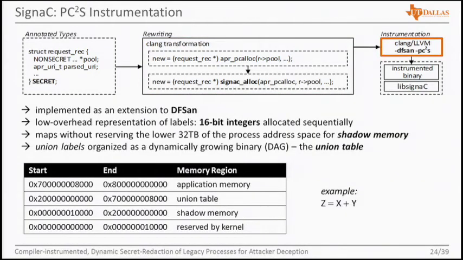The instrumentation is implemented as an extension to the DataFlow Sanitizer, and labels are implemented as integers that are stored in this memory space called the shadow memory. Basically, the shadow memory maps the application memory: for each byte in the application memory, there are 2 bytes in the shadow. It also supports a way to represent the join of 2 labels. When you have 2 labels, it creates a dynamically growing binary structure, a very efficient structure, that is stored in this union table space.